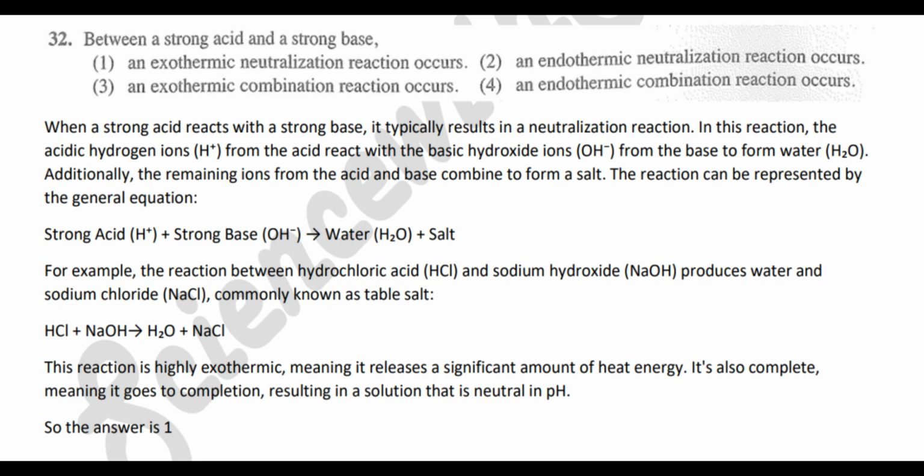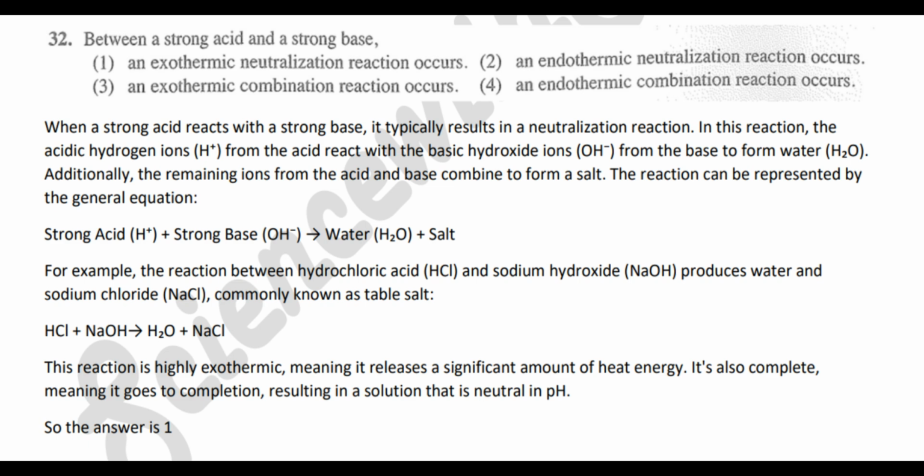The reaction can be represented by the following general equation. H+ (strong acid) and OH- (strong base) turns into water and salt. For example, the reaction between hydrochloric acid and sodium hydroxide produces water and sodium chloride, commonly known as table salt. HCl + NaOH gives H2O + NaCl. This reaction is highly exothermic, meaning it releases a significant amount of heat energy. Exothermic is releasing heat, you feel the heat. Endothermic is absorbing heat, you feel cold when you touch it.